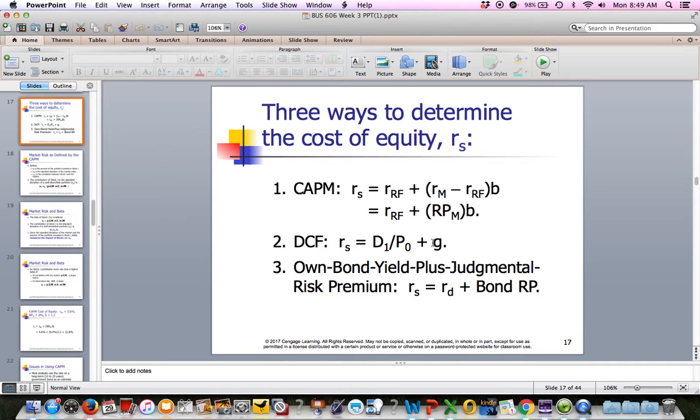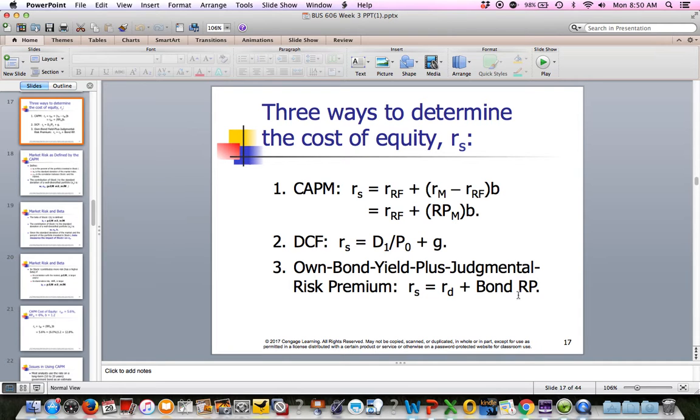And that growth rate is kind of subjective. It's really the growth rate of the dividends that we're trying to figure out there. Or we could use the own bond yield plus judgment risk premium, basically saying the R sub S should be the sum of R sub D, the cost of debt, plus some kind of a risk premium for bonds, knowing that some companies are riskier than others, so therefore there's a risk premium depending on what the company is.